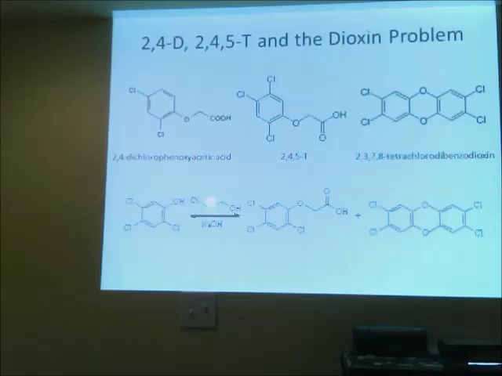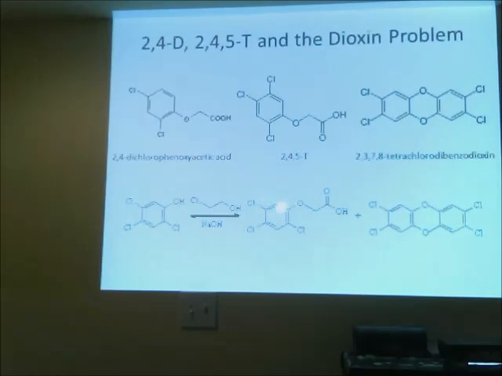This is a carboxylic acid. It's chloroacetic acid, so there should be a double bond here and an oxygen. And that would put this group over here. And this is, of course, the 2,4,5-T. These are identical structures. Just things are rotated around a little bit here.